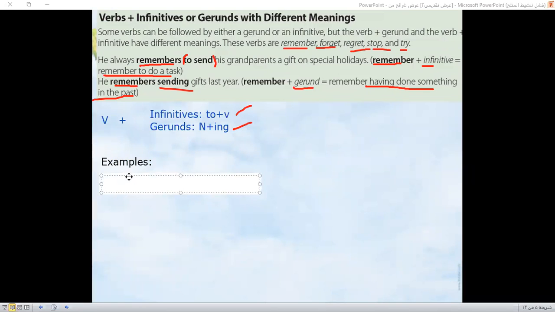Now let's give examples if you have one, whether with the infinitives or with the gerunds, but we're going to use the verb remember. Do you have an example? I can say, I remember to read this book.